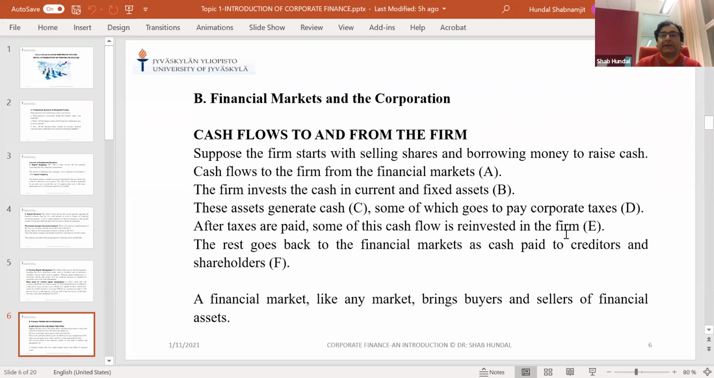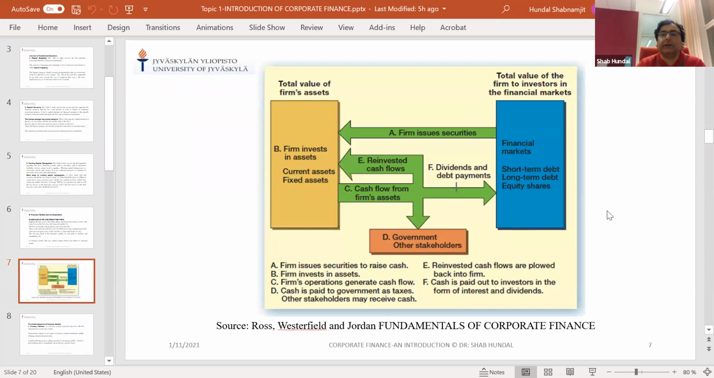The second point which I want to discuss in this introductory topic is the role and positioning of the financial markets and corporates in the process of financing. Before I explain this slide, it's good that we move on to this one. This is the movement of funds. You can see here that a company can issue its securities. If you look at point A, the firm issues the securities. And when the firm is issuing the securities, broadly speaking in the form of debt and equity, that is where the money comes from.